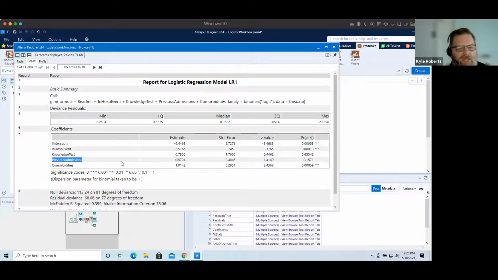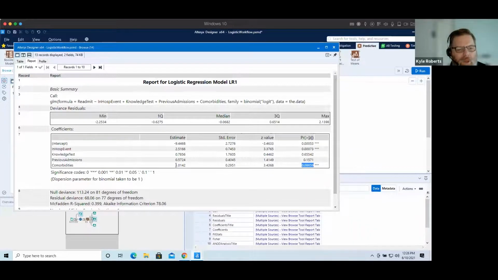The number of previous admissions, also, the more admissions, that's positive. So the more admissions you have, the more likely you are to be readmitted. However, that value also is not statistically significant, so we're saying it's not necessarily a good predictor there. But then comorbidities, this one also positive. So more comorbidities, that is statistically significant. So we would say, yep, the more comorbidities you have, the more probable you are to be admitted into the hospital or readmitted.